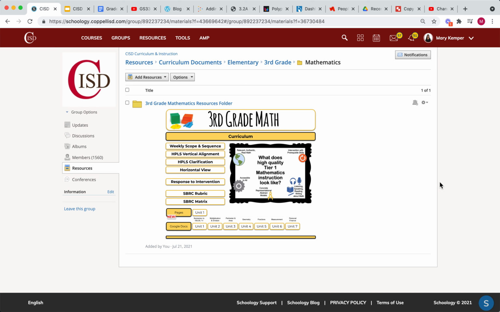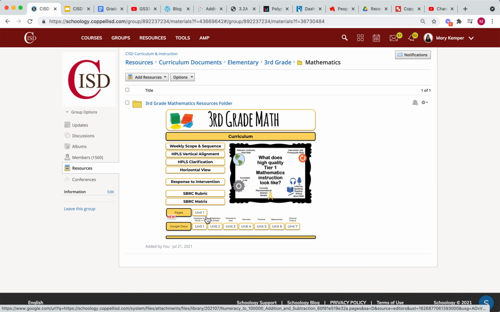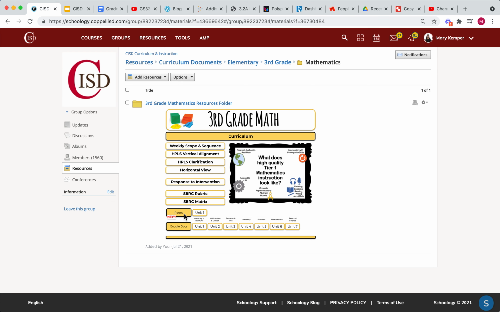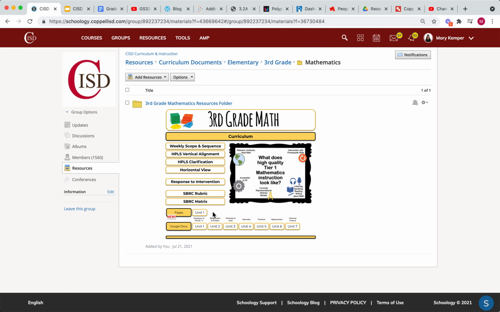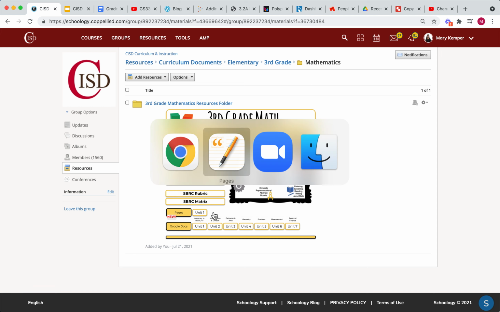Okay, third grade math educators, I want to share one more way that you can access your curriculum, and that's in this pages format. So in the Curriculum and Instruction Schoology group, when you navigate to third grade math, you'll see a button above the Google Docs for a pages file. When you click on this Unit 1 pages file, it will download to your computer, and let me show you what it looks like when you open it.